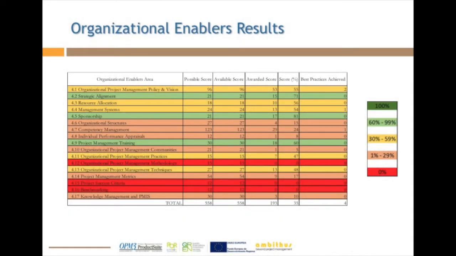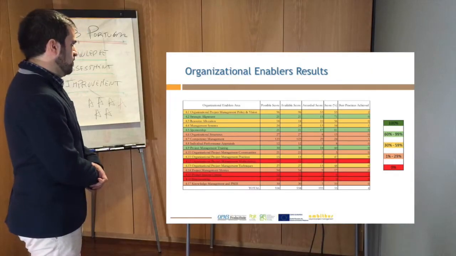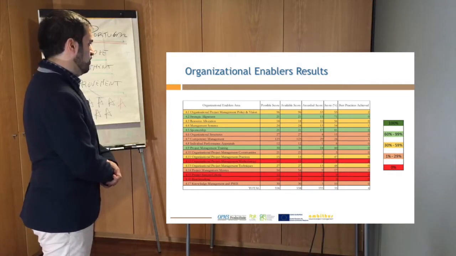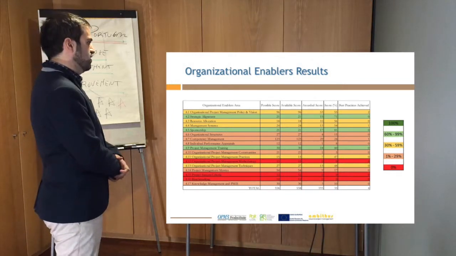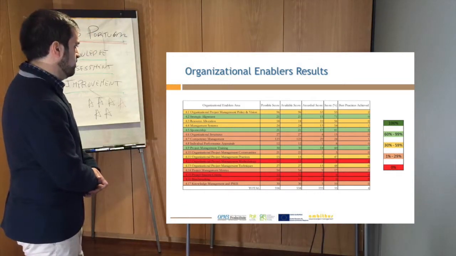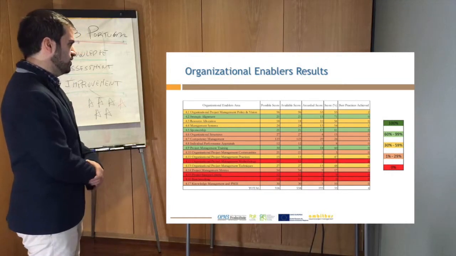Here we have the results of the final domain, the organization enablers. We have, with 55%, the policy and vision of the OPM. Slightly better is the strategic alignment with 71%. Also near the 50s, we have resource allocation and management systems with 56 and 54% respectively. 81% was achieved on sponsorship, a good result.